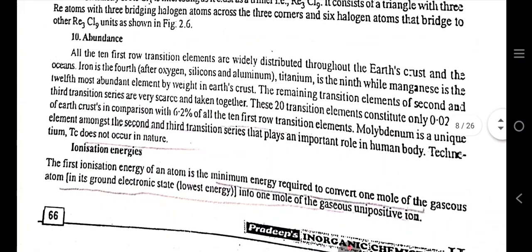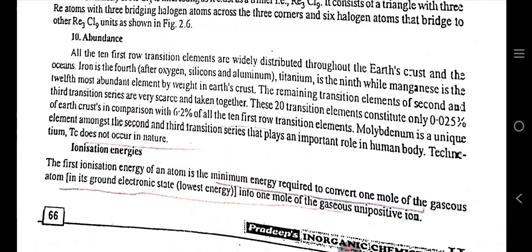Abundance. All the 10 first row transition elements are widely distributed throughout the Earth's crust and the oceans. Iron is the fourth, after oxygen, silicon and aluminium. Titanium is the ninth, while manganese is the 12th most abundant element by weight in Earth's crust.